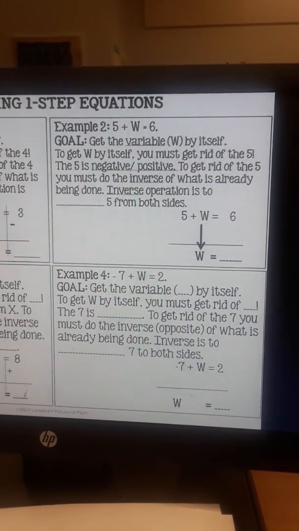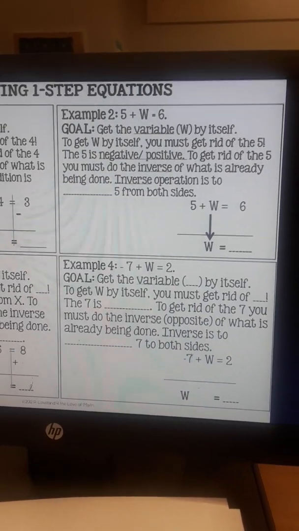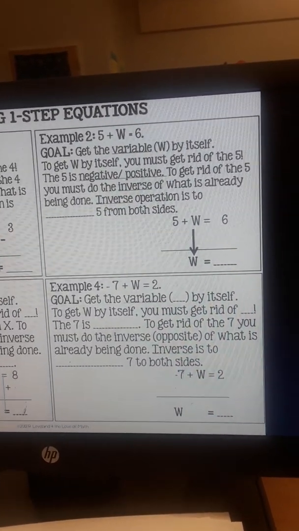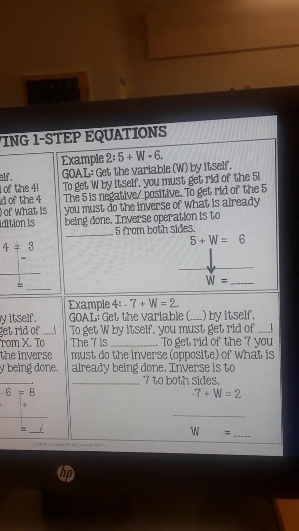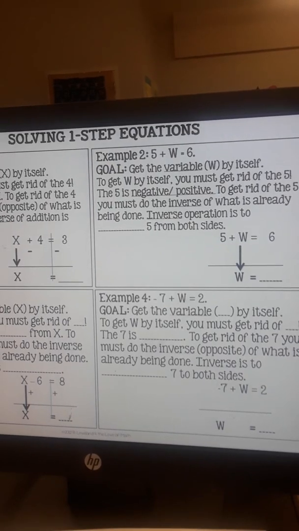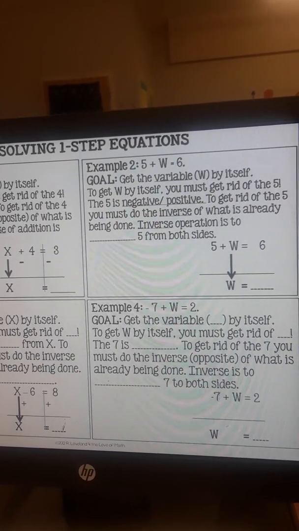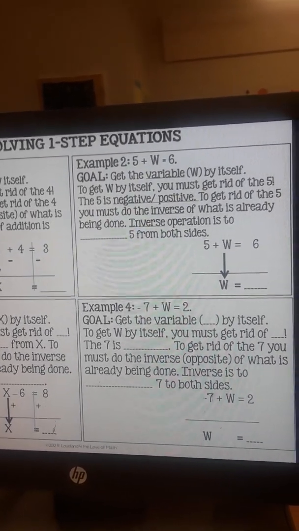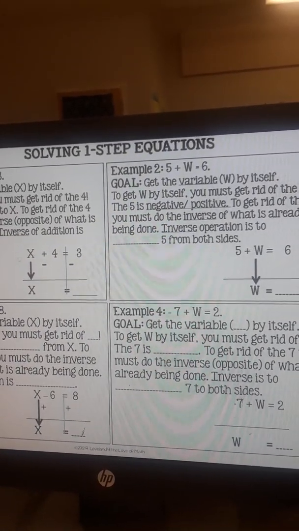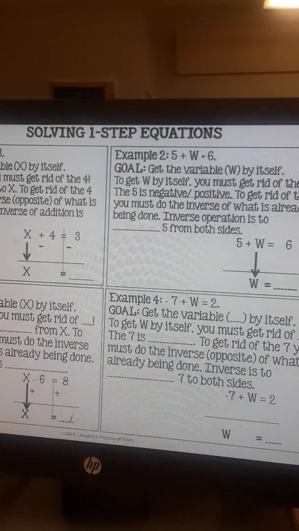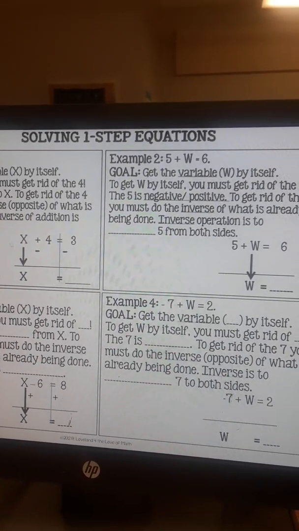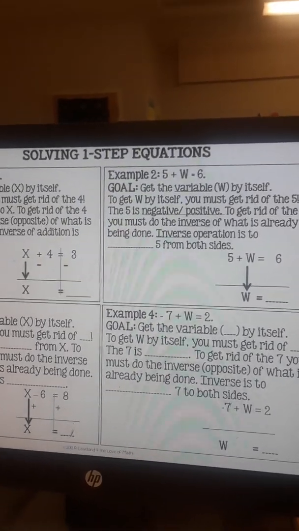Here we go. Next one, 5 plus w equals 6. So real quick, to get the w by itself, you must get rid of the 5, because it's 5 plus w equals 6. The 5 is positive, so circle the word positive. To get rid of the 5, you must do the inverse of what is already being done. So the inverse of a positive 5 is subtract 5 from both sides. So you're going to write in the blank, subtract.